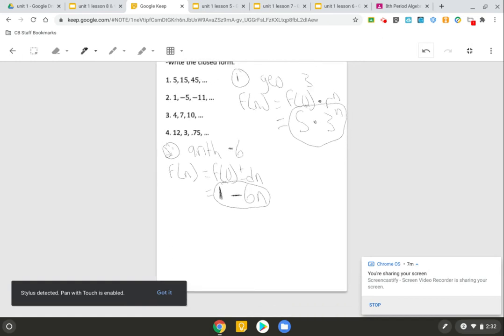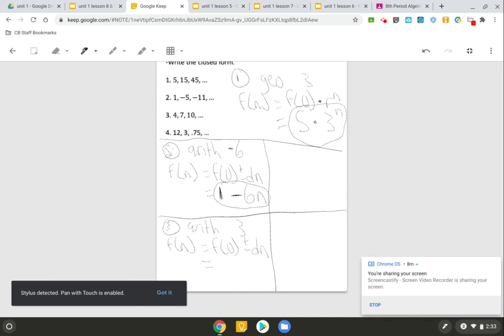Okay. Let's look at number 3. Okay, so number 3 looks like an arithmetic sequence. Why is it an arithmetic sequence? Because we are going up by 3. We are adding 3 each time. So our common difference is 3. So I'm going to use this formula again for an arithmetic sequence. So f of n equals f of 0 plus or minus dn.